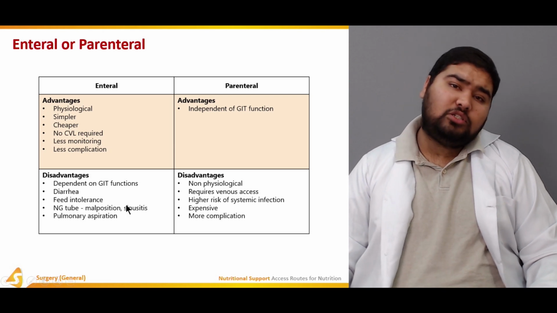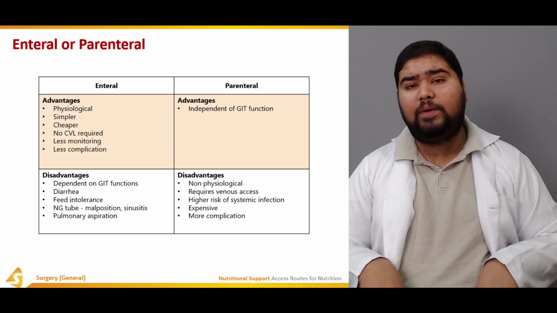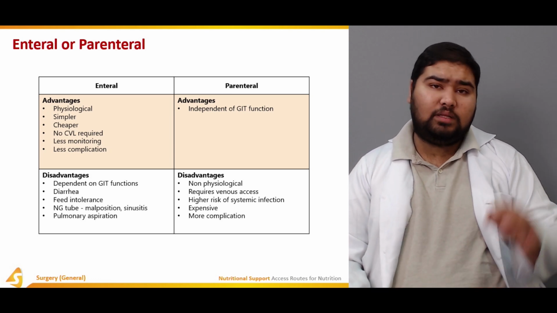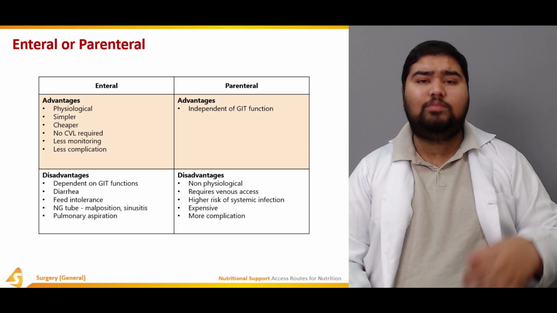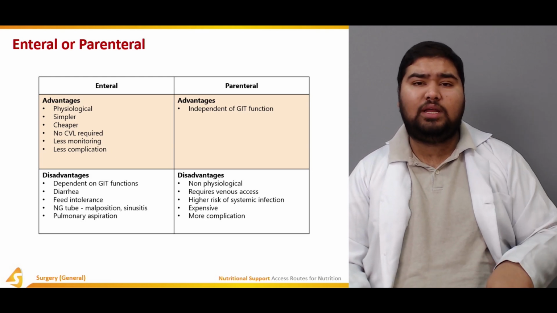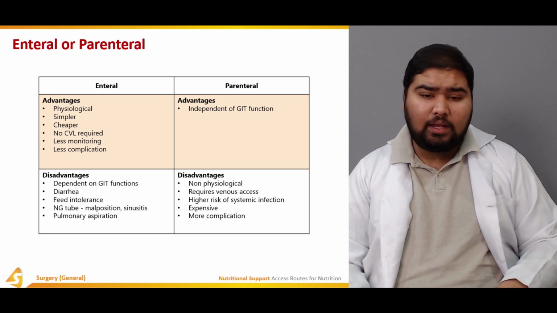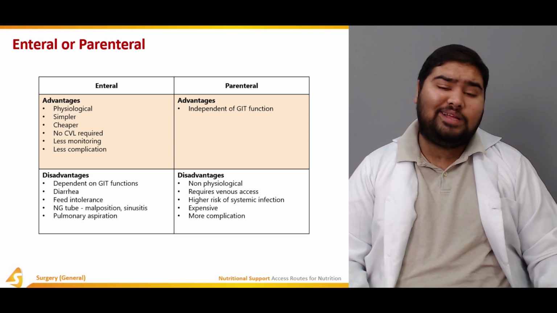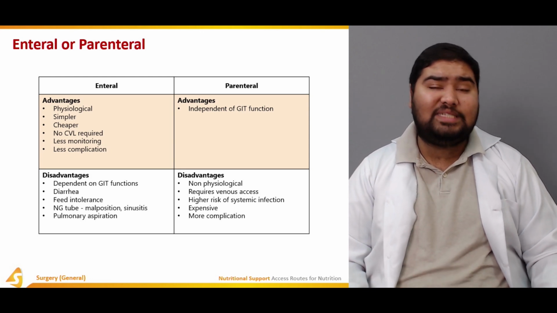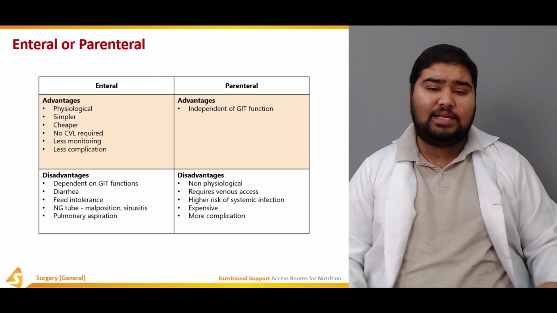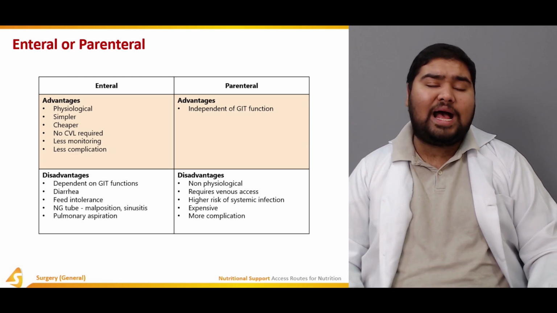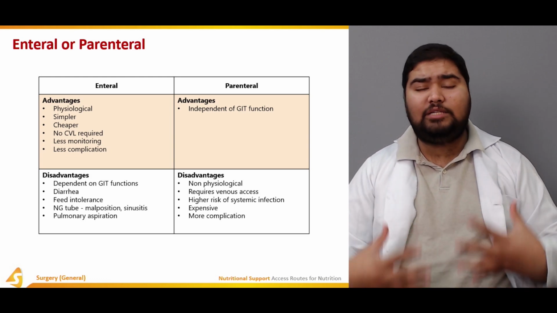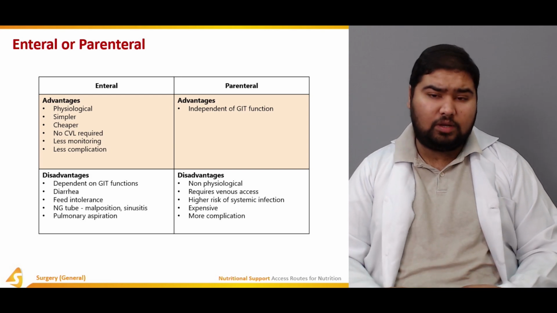There can be feed intolerance. Whatever you're feeding to your patient, the patient might develop an intolerance towards it. The NG tube, the nasogastric tube, the tube that goes through your nose into your gastric canal, finally into the stomach, can be in the wrong position. That is, there can be malposition. It can lead to sinusitis, that is infection of the sinuses, and there can be pulmonary aspiration. So if the food is aspirated, it can go into the tracheobronchial tree.